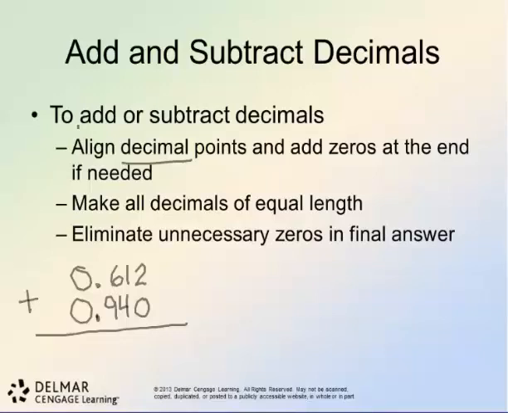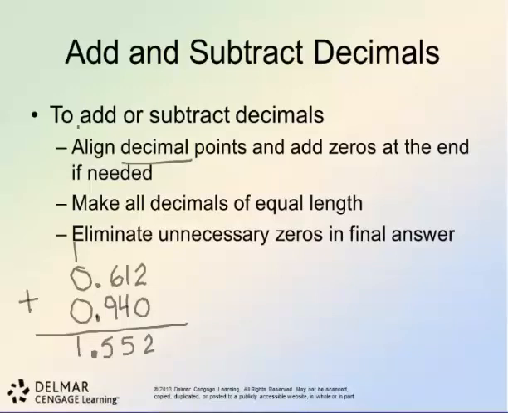And then what we do is we add from the right to the left and carry if we have to. So 2 plus 0 is 2, 4 plus 1 is 5. We want to bring down the decimal point. 9 plus 6 is 15, so we write the 5, carry the 1, 0 plus 0 plus 1 is 1. So our answer would be 1 and 552 thousandths.